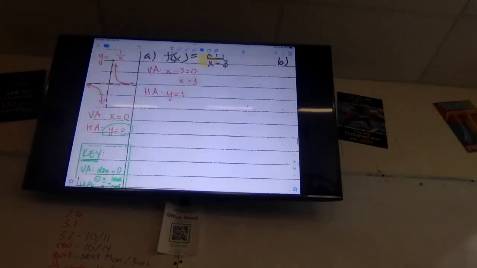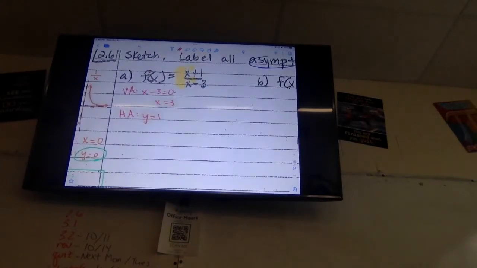So let's do our y-intercept up here. I'm going to do my y-intercept next to my horizontal asymptote because they're both y's. I get to plug 0 in for x, so I've got 0 plus 1 over 0 minus 3. So that means y is going to equal -1/3. Okay.